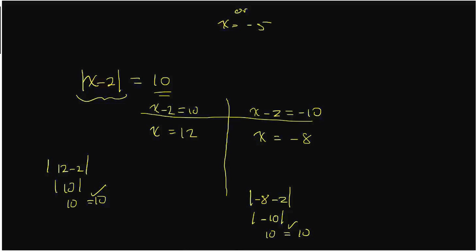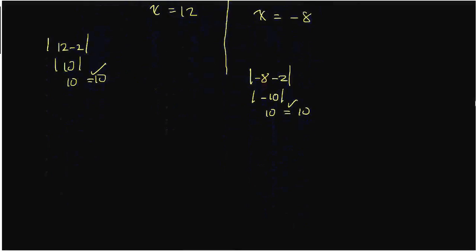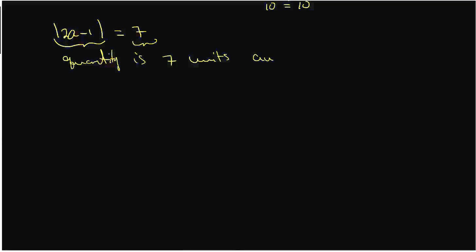If we choose a problem a little more complicated than that, let's take, for example, the equation absolute value of 2a minus 1 is equal to 7. Here, what this is saying is that 2a minus 1 is 7 units from 0. So the quantity is 7 units away from 0 on a number line. Okay, that's the way to think about it.